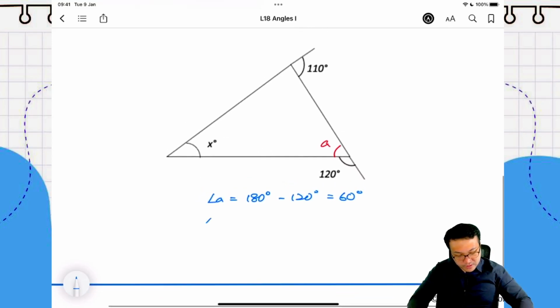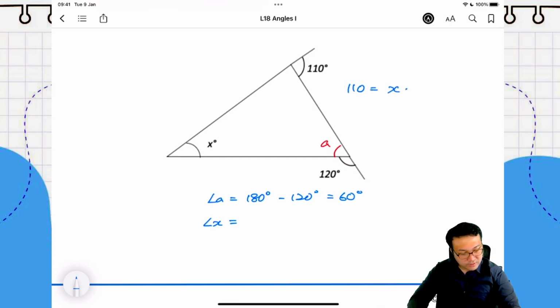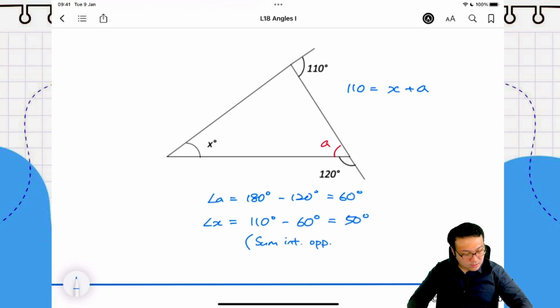Now if I want to find angle X, very easy, because I already know that the exterior angle equals the sum of the interior opposite angles. So if I want to find angle X, I just take this minus away angle A. Then I'll get 50 degrees. And what rule did I use? Sum of interior opposite angles.